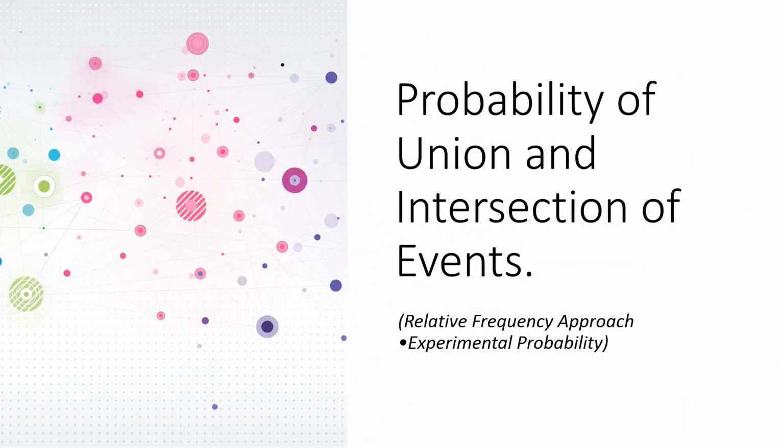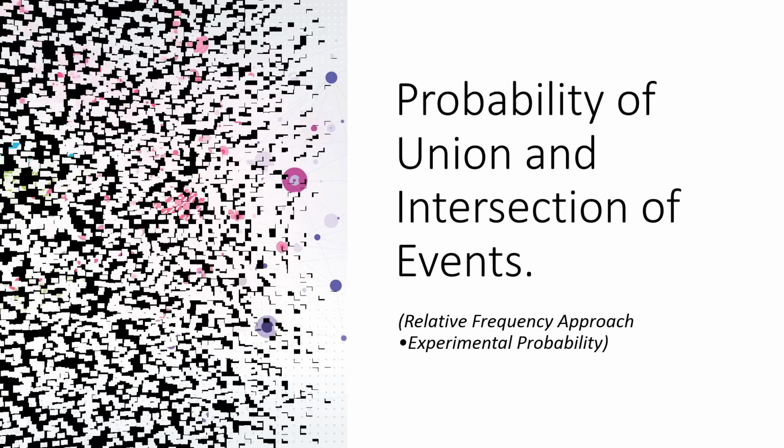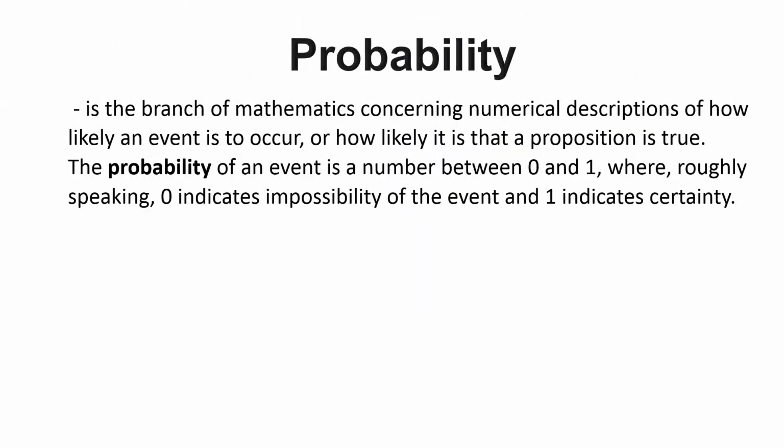Probability of union and intersection of events based on relative frequency. So we are to use the experimental probability. First, what is probability? As we recall, probability is the branch of mathematics concerning numerical descriptions of how likely an event is to occur or how likely it is that a proposition is true.